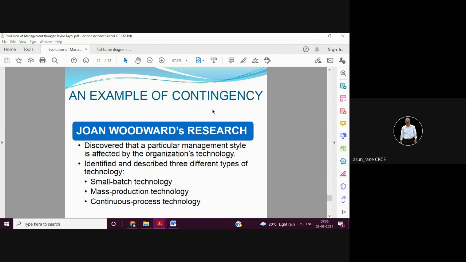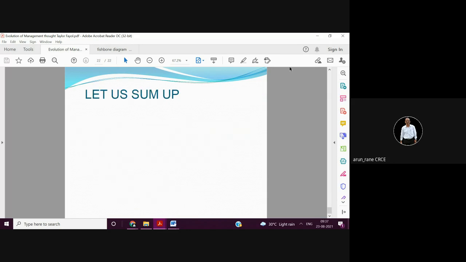So this is one example of contingency by John Woodward. What he discovered is that a particular management style is affected by the organization's technology, and based on that he suggested three technologies, that is mass production, then batch production, and your tailor-made production.